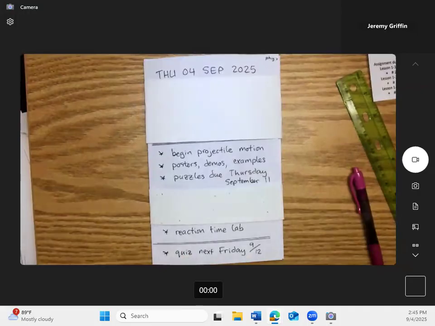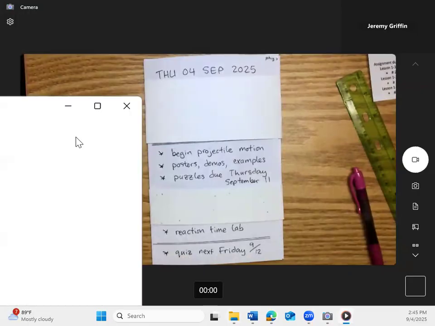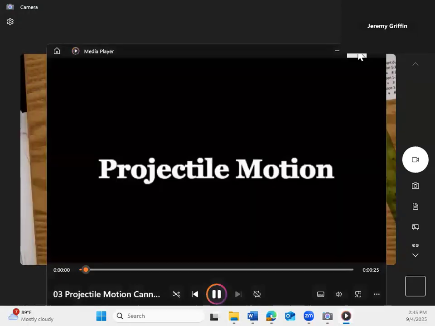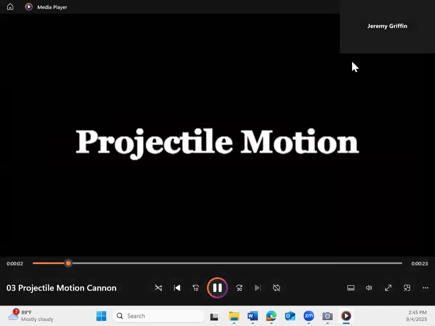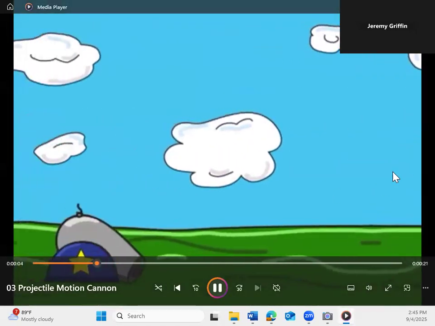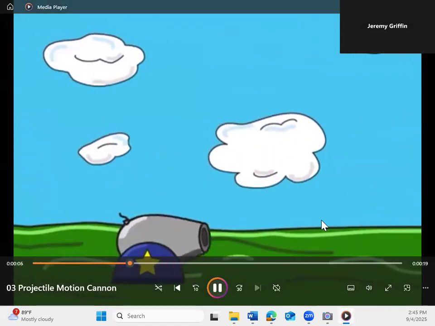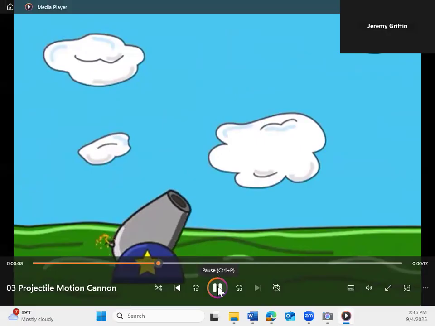All right, so what's going on with the projectiles? I got an animation. Dig up this animation. All right, there you go. All right. So anything that's flying through the air, just under the influence of gravity. Right. So, a cannonball.